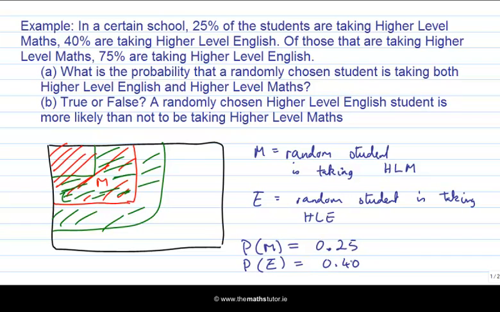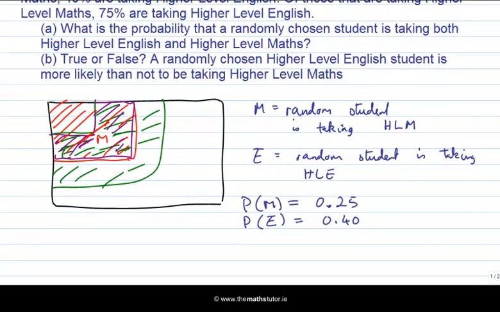Now, what do we want to do? We want to calculate the probability that a randomly chosen student is taking both higher level English and higher level maths. So what we want really, and I'll use another color, it gets a bit messy here, is to look at this L-shaped area here, which I've outlined in purple, and we want to know what fraction of the total is that L-shaped area. So we know that the L-shaped area is 3/4 of the red area, and we know that the red area is 1/4 of the total. So what proportion of the total is the L-shaped area?